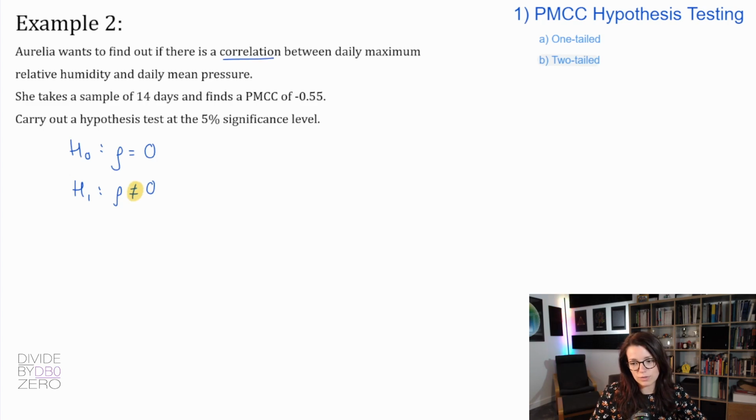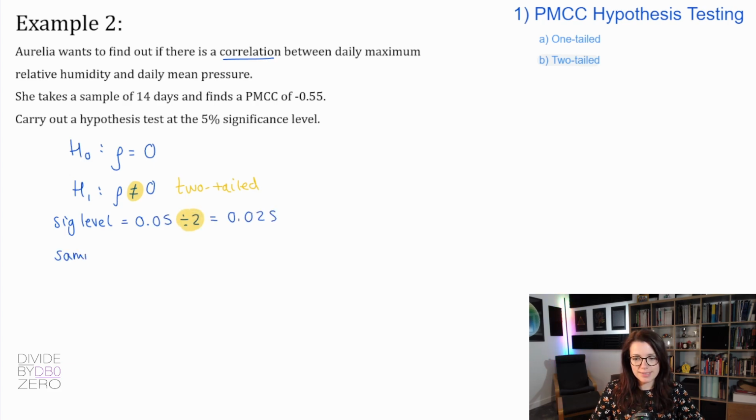Not equals to symbol means it's two-tailed, so we have to remember to divide the significance level by 2. So in this case, significance level will be 0.05 divided by 2, 0.025. The sample PMCC given in the question, in this case, is negative 0.55. And again, that just comes from looking at the question there.